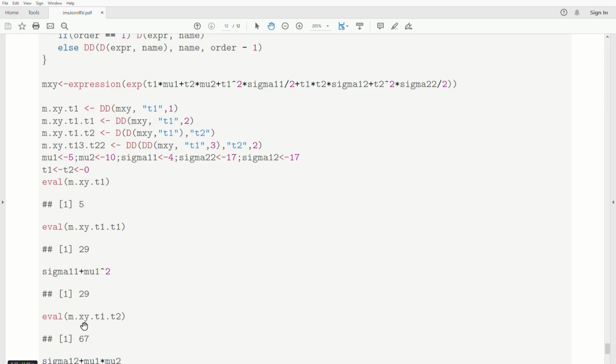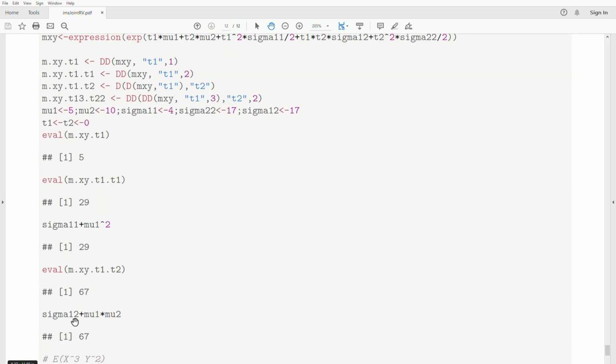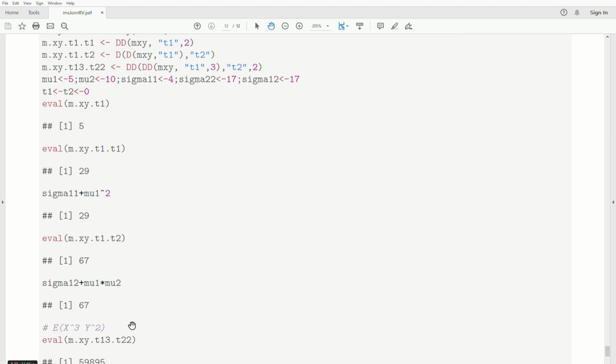Now if we evaluate the moment generating function, where we've taken the derivative with respect to t1 and then t2, we get 67. So that's the expected value of X times Y. And if we remember our formulas, that's the covariance plus the product of the means. And notice it's 67, as it should be.